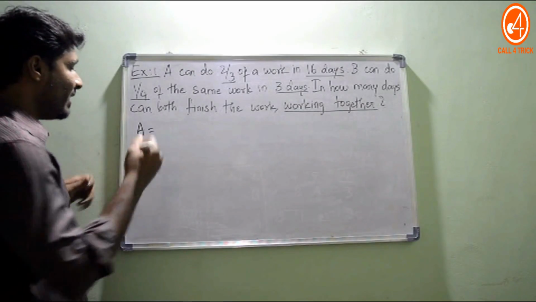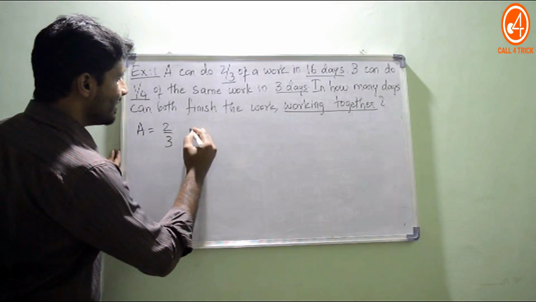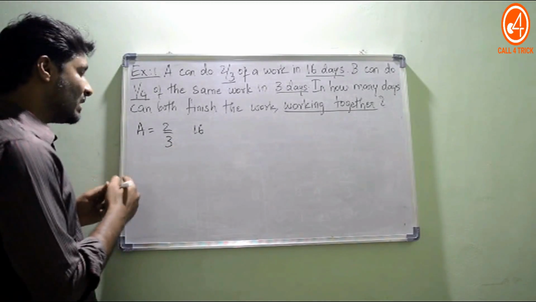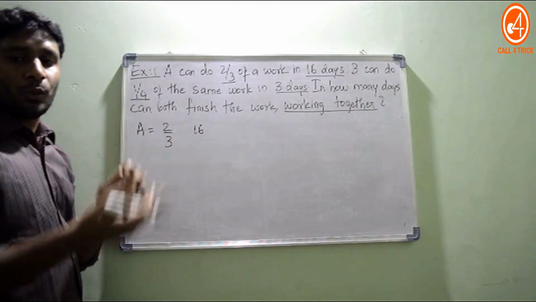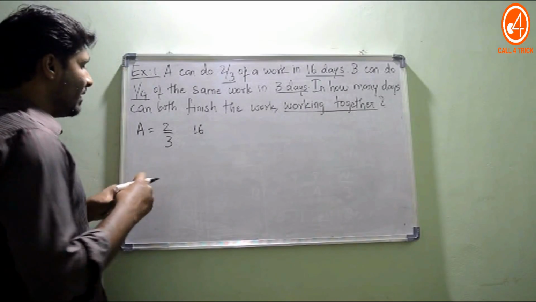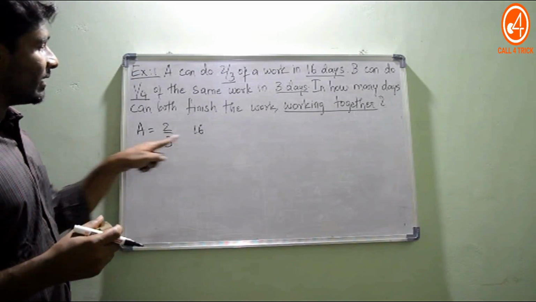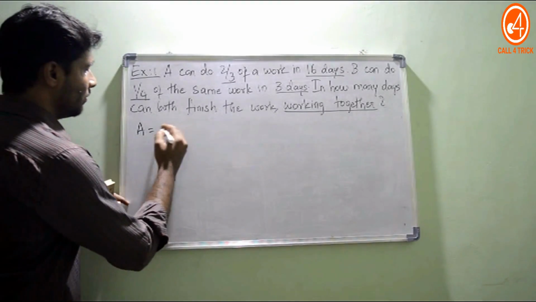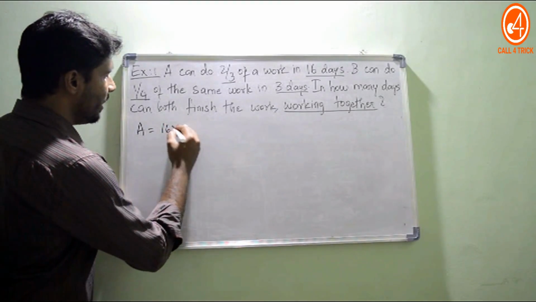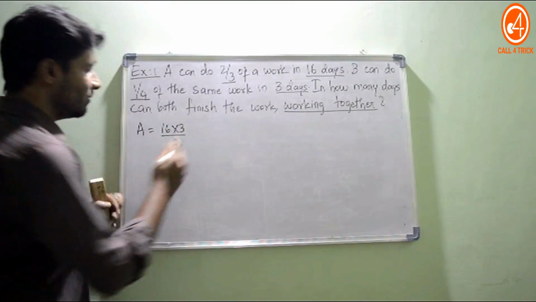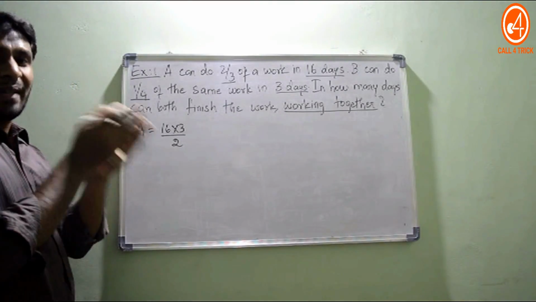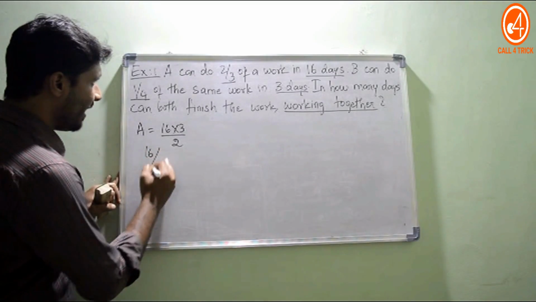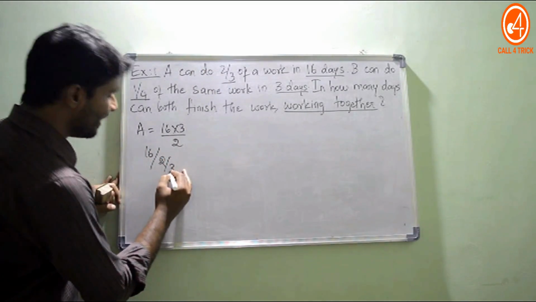So it's given that A can do 2/3 of the work in 16 days, right? So simply go for 1 day, how many days? I can simply put 16 into 3 divided by 2. That's it. This is just the very basics, and here I have just divided 16 by the number 2/3. I have done nothing out of this one.